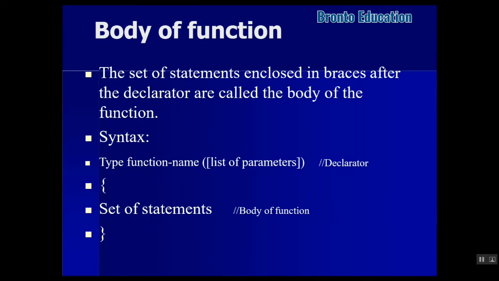Body of function: the set of statements enclosed in braces after the declarator are called the body of the function. Syntax: return type, function name, then list of parameters. This is the declarator part. Then inside the braces we write the code, which is the body of the function.